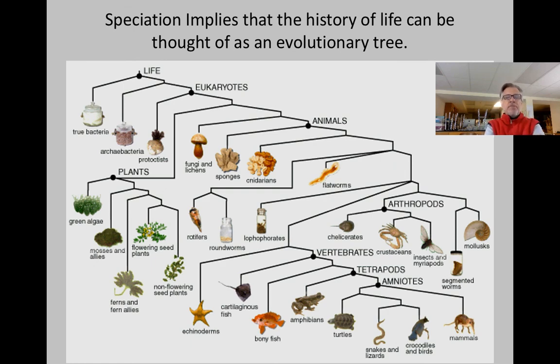Speciation has a very deep implication for evolution, and that is that you can think about the history of life as a branching tree. And here is an evolutionary tree for all of life. And you can see that here we are, mammals, but here are starfish, and here are plants, and here are sponges, right? They all come off at different times.